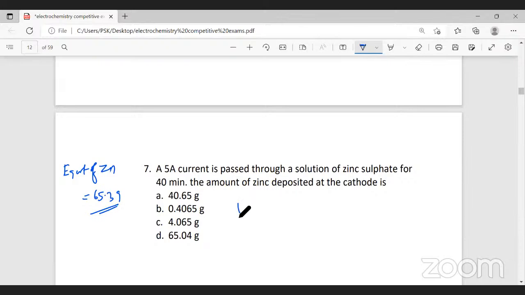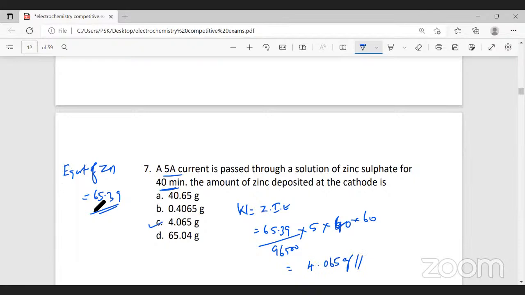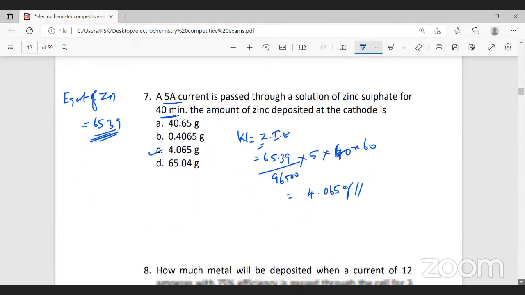Equivalent weight of zinc, you should remember, it is 65.39. Now the question is, W is equal to Z into I into T. Z, you know, is equivalent mass by 96,500, that is 65.39 divided by 96,500. Current, they have given 5 amperes. Time, they have given 40 minutes. Time always has to be taken in seconds. So it will be 40 into 60 seconds, because time always has to be taken in seconds.